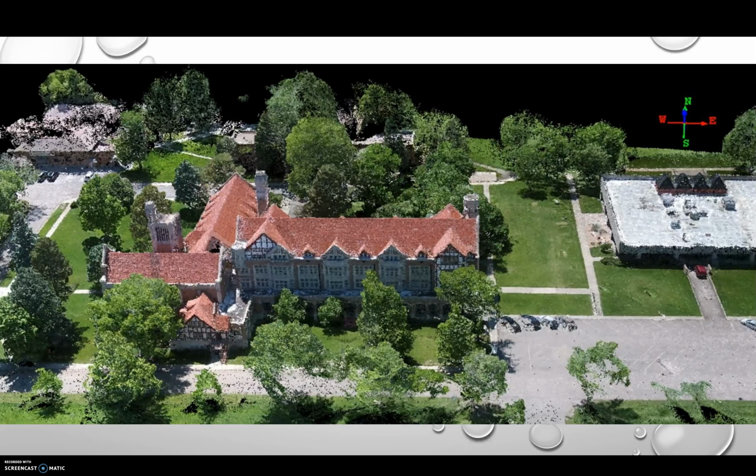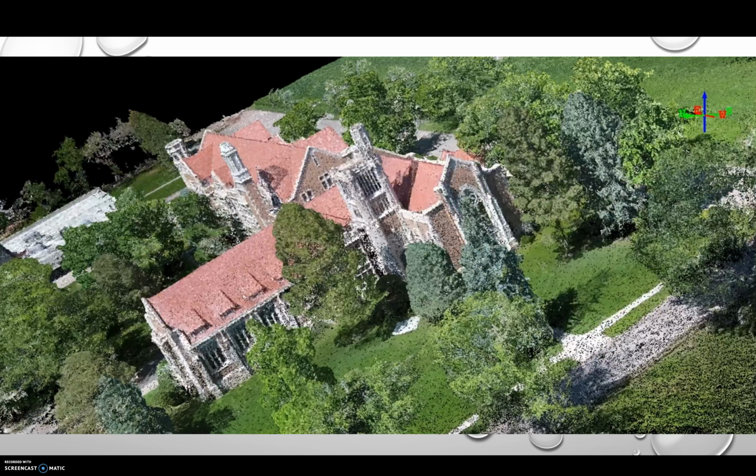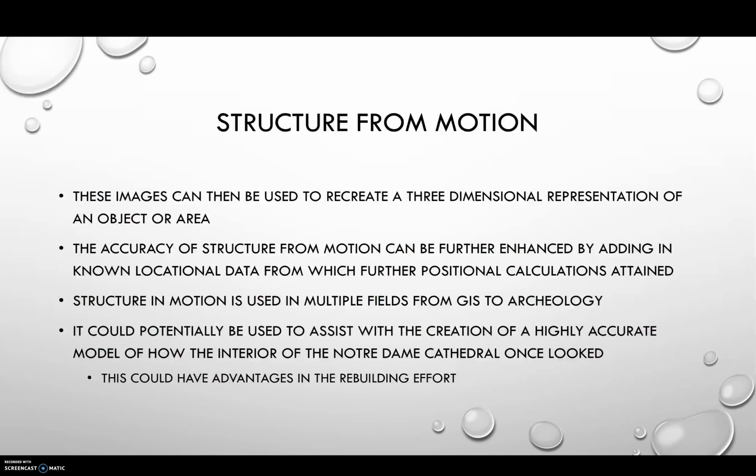This is an image that was taken from a still of a structure from motion image that we used in class. Here's another image from it. From here, you can actually see that this is a point cloud, as it is demonstrated by the small black dots that are present in the image. These images can then be used to recreate a three-dimensional representation of an object or an area. The accuracy of the structure from motion can be further enhanced by adding in known locational data from which further positional calculations can be attained.